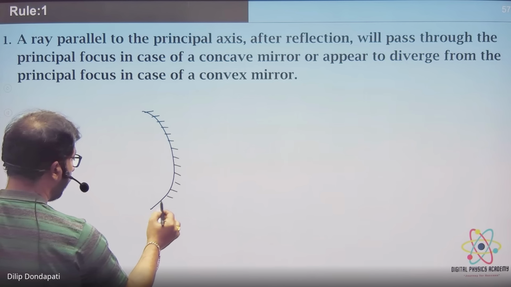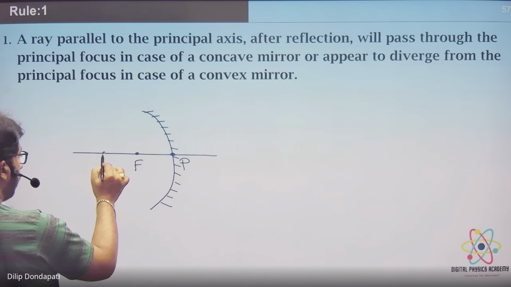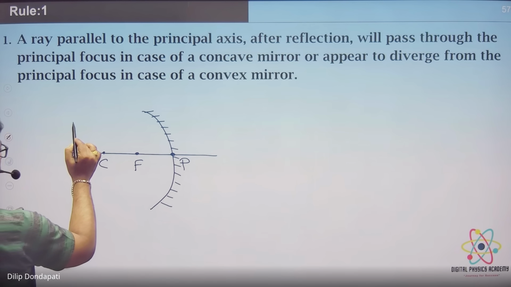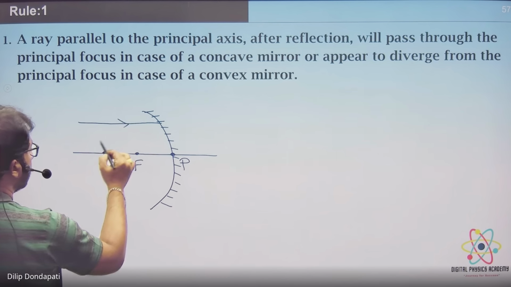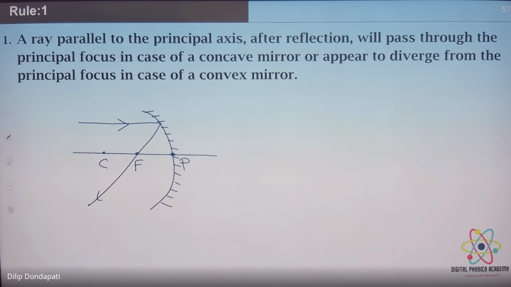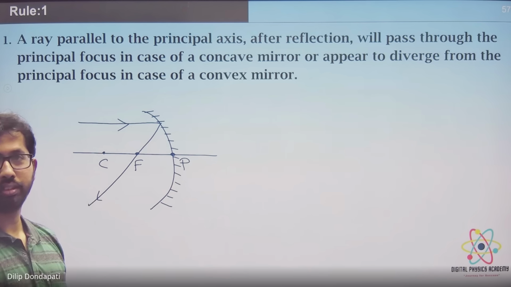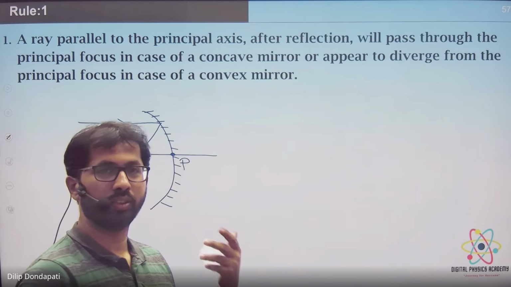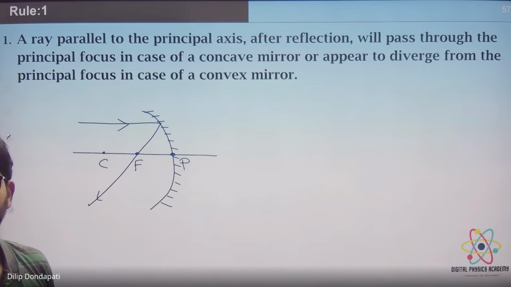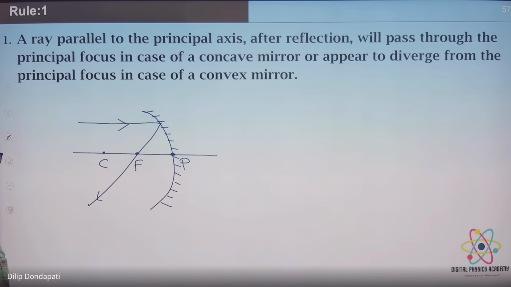This is the concave mirror: principal axis, pole, focus, centre of curvature. So what does the rule say? Whenever an incident ray is parallel to the principal axis, after reflection it passes through the focus, right? Can anybody tell why it is passing through focus? How come? If you send it parallel, it passes through the focus. Does the mirror know that? Why? Tanishka, on the video. Why is it passing through focus when the incident ray is parallel to the principal axis?